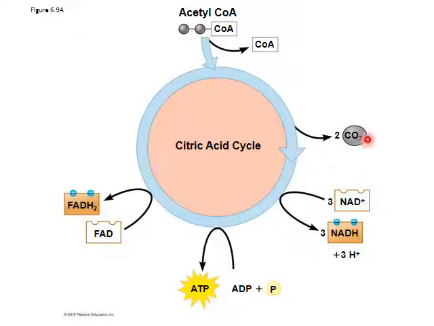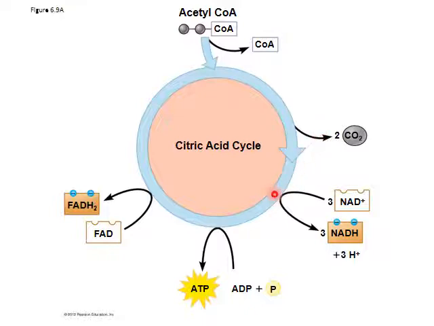And that is going to produce, and this image just shows the products. It doesn't show all the nitty gritty steps, which I don't really want you to worry about. So ultimately, from this one acetyl here, we're going to produce 2 CO2s, and that should make sense, right? Because we have 2 carbons here. So 1 carbon for 1 carbon dioxide, the other carbon for the other carbon dioxide. So we're going to make 2 CO2s.